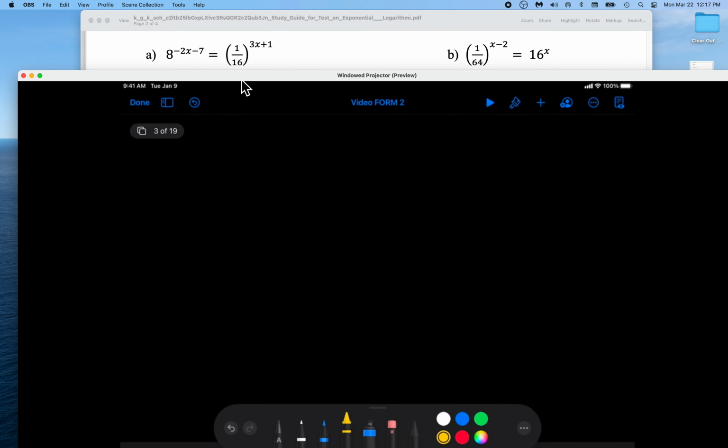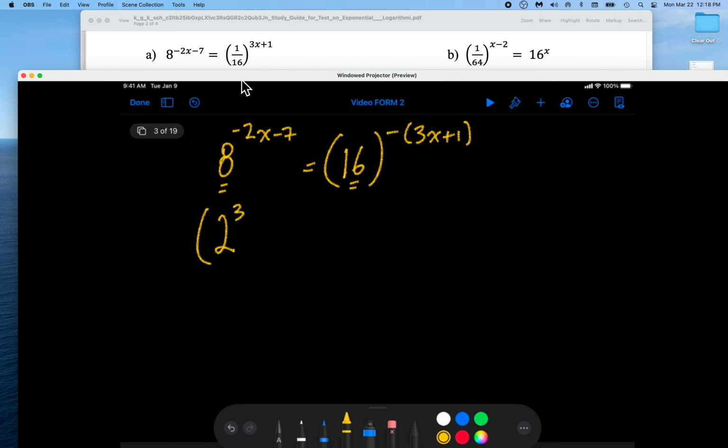On the left, we're just going to rewrite 8 to the minus 2x minus 7. On the right, we're going to flip that to 16 over 1, and we are going to change the sign of that exponent to its opposite. Okay. Next thing I'm going to do is replace this with 2 to the 4th and this with 2 to the 3rd. As usual, 2 is the star of the show in a problem like this.